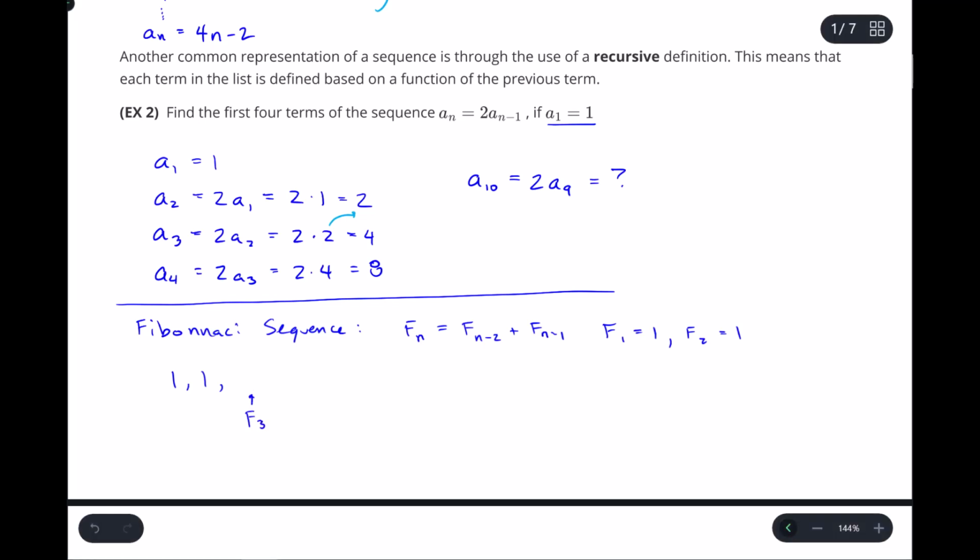And then f sub 3 is the sum of the previous 2. So 1 plus 1 is 2. And then f sub 4 is the sum of f sub 3 plus f sub 2. So 2 plus 1, sorry, would be 3. And then 5 and 8 and so forth. But again, you can't really jump values in between. You need to know the previous ones in order to calculate.